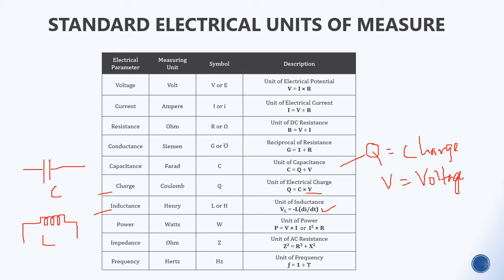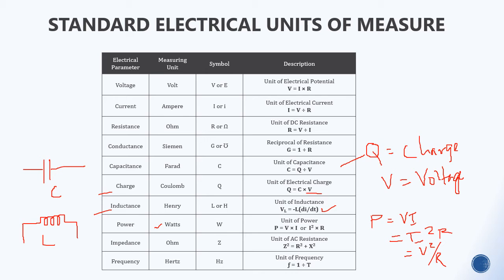Then power. The measuring unit is watt. The symbol is capital W. There are three equations, as we learned in our first video. To find out the power, in basic we can use P is equal to V into I. When we substitute the Ohm's law relationships, we can get two more equations: I squared R or V squared by R. So from these three equations we can find out the power.